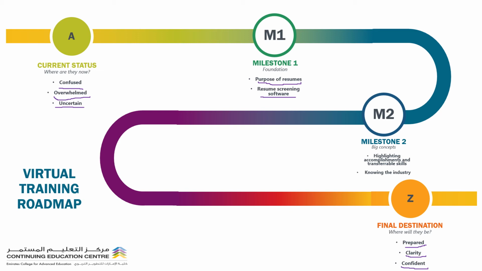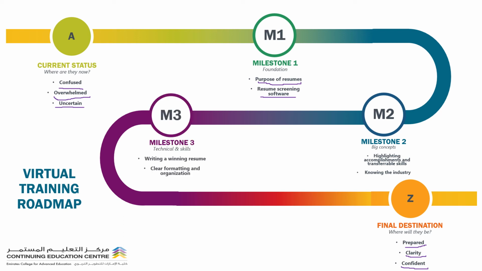Okay. Milestone 2, remember that one is the big concepts. So here they're going to learn how to talk about themselves in the most grandiose but real way, right? How they're going to highlight their accomplishments and their transferable skills, understanding and knowing the industry. You can make your learning outcomes from these two as well, right? So it might be something to do with writing a summary section or objective statement that is aligned to a specific job position, or be able to highlight their accomplishments and transferable skills in order to meet the job position requirements.